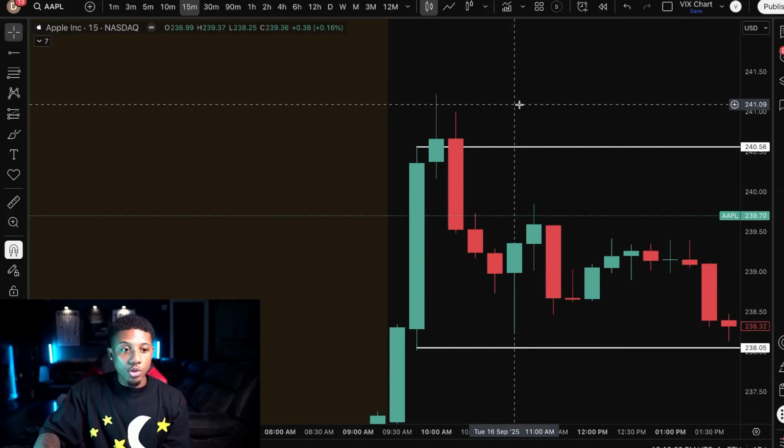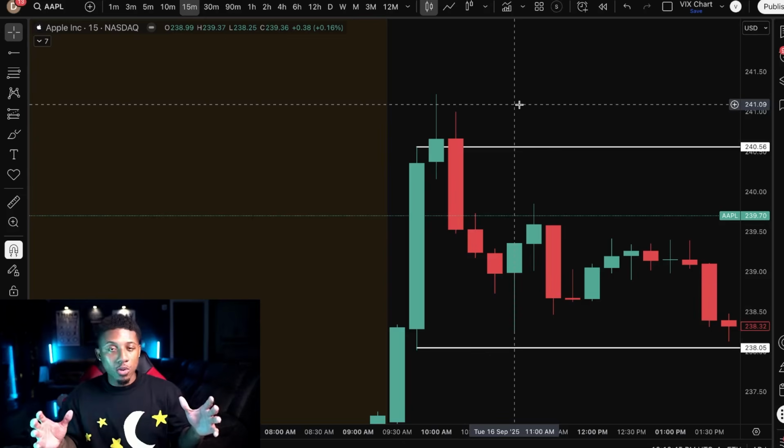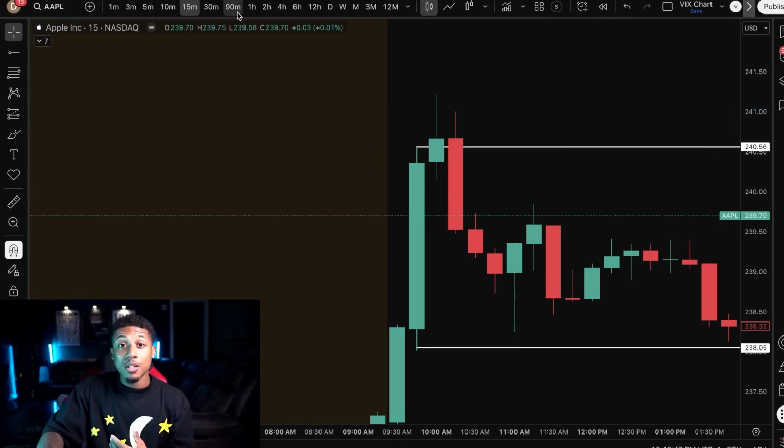So the really cool thing about TradingView is that you can look at different candlesticks at different time frames because they're going to tell different stories. Now, I know I'm kind of getting a little ahead of myself, but I want to show you this because it is very important.